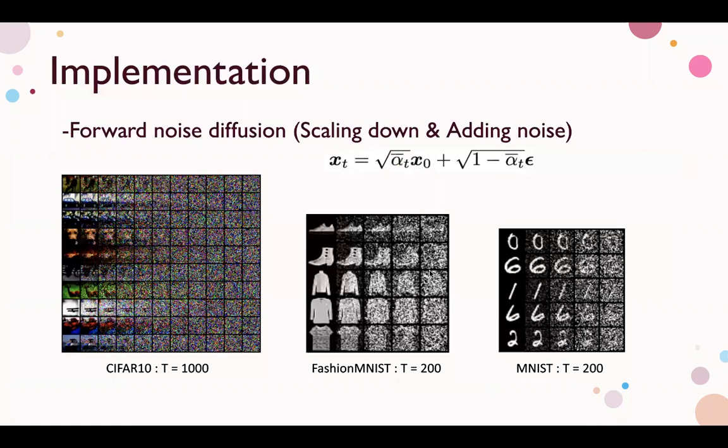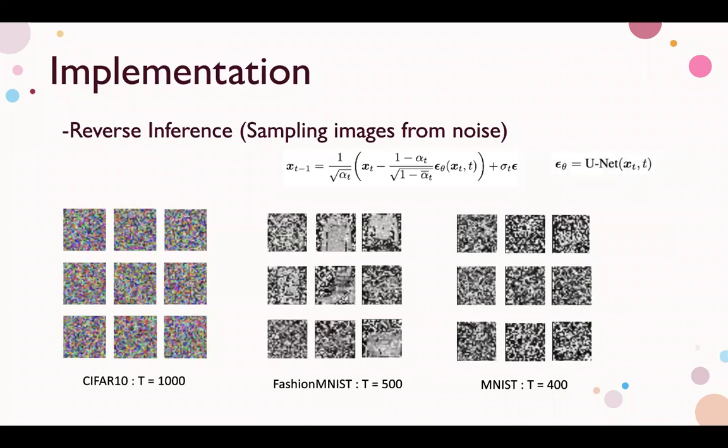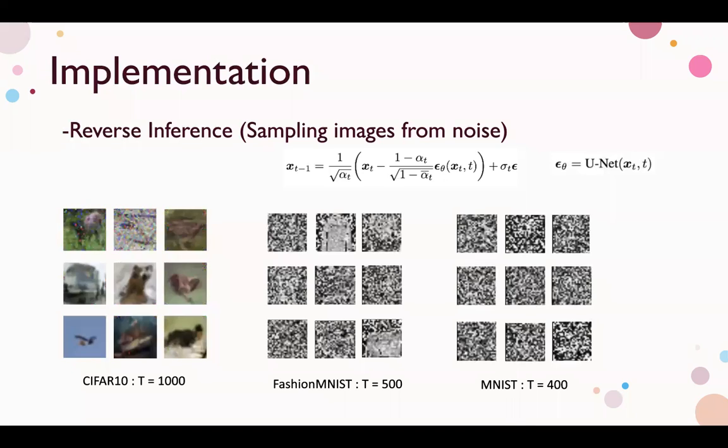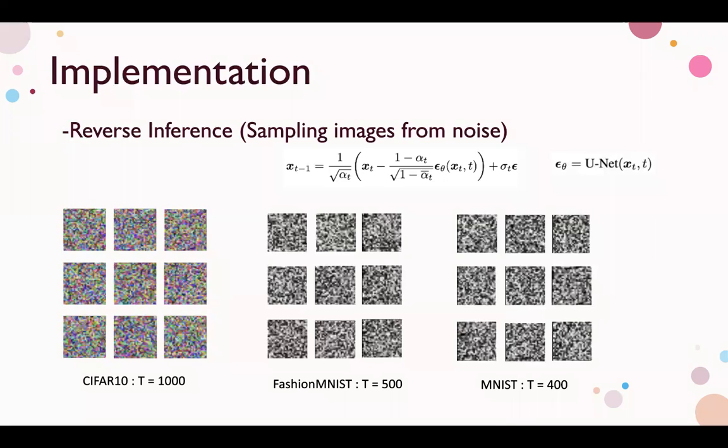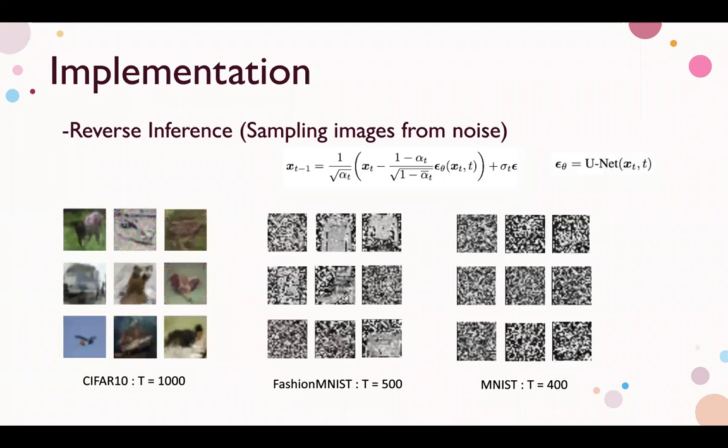Now, this is a demo of the forward diffusion process which we get. You can see that the image is being scaled down, added noise, and ultimately we get a white Gaussian noise. Now, depending on the complexity of the image, you can see I had to use a higher T for a complex data set such as CIFAR10 as opposed to a simple one such as MNIST. Now, this is what we got from our implementation after we had trained a noise model. You can see that we are able to generate images from noise.